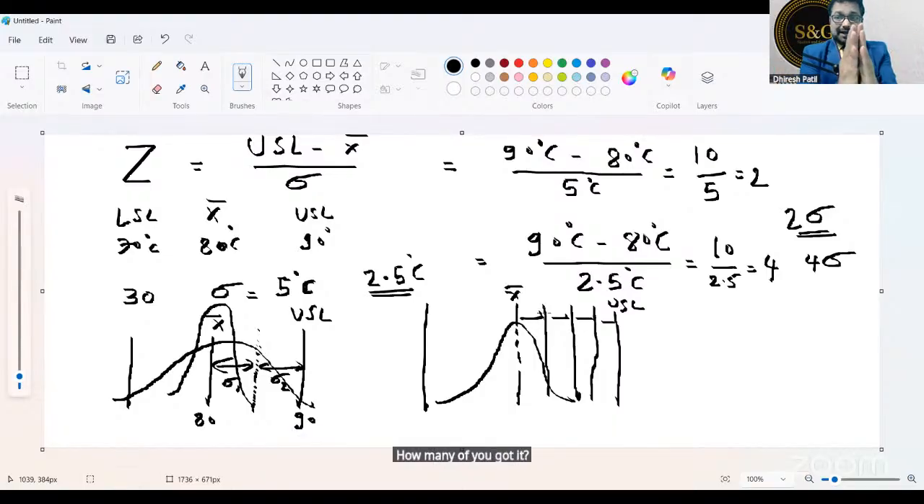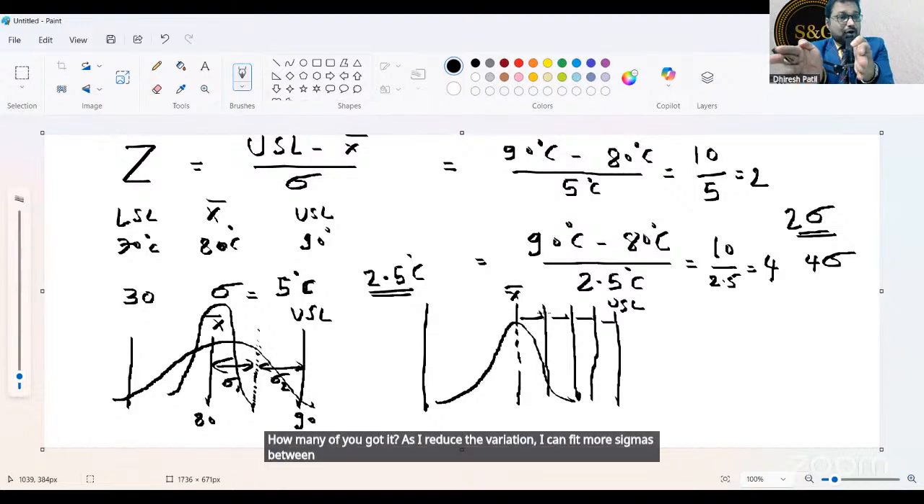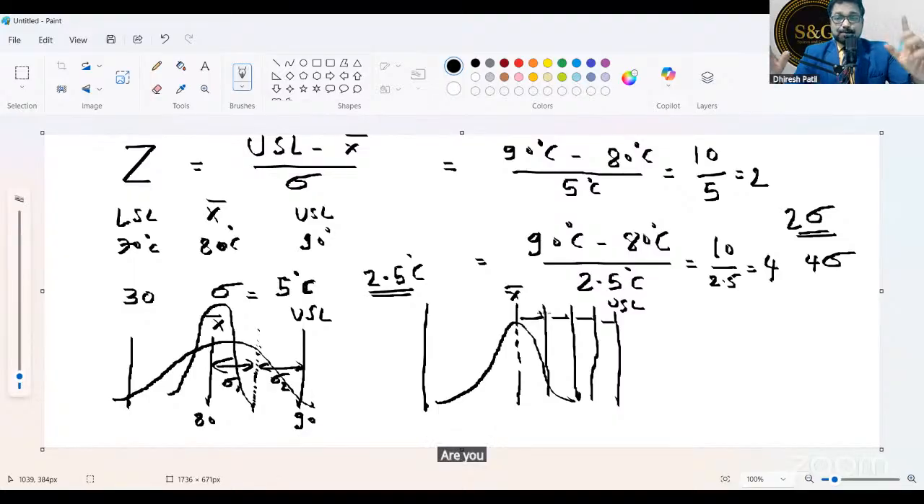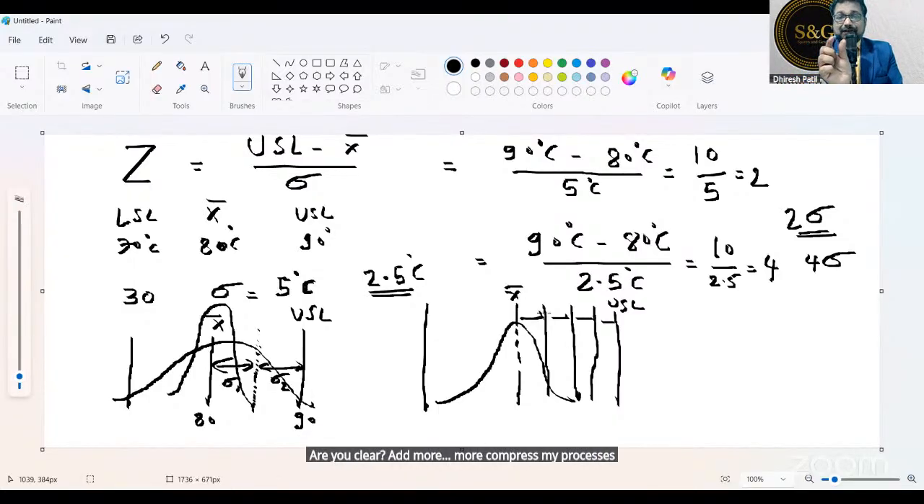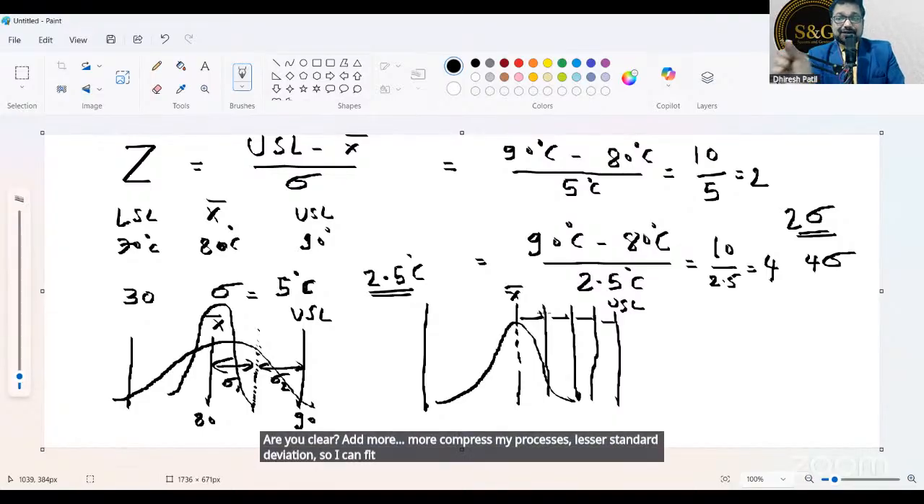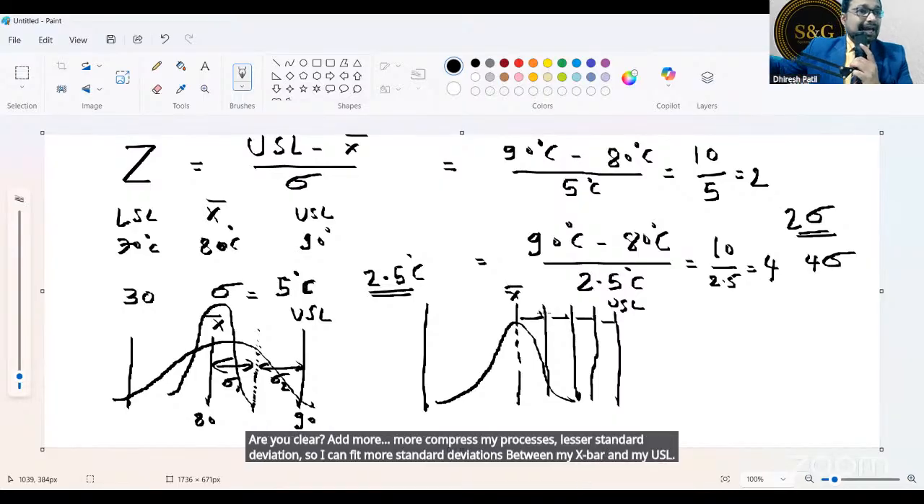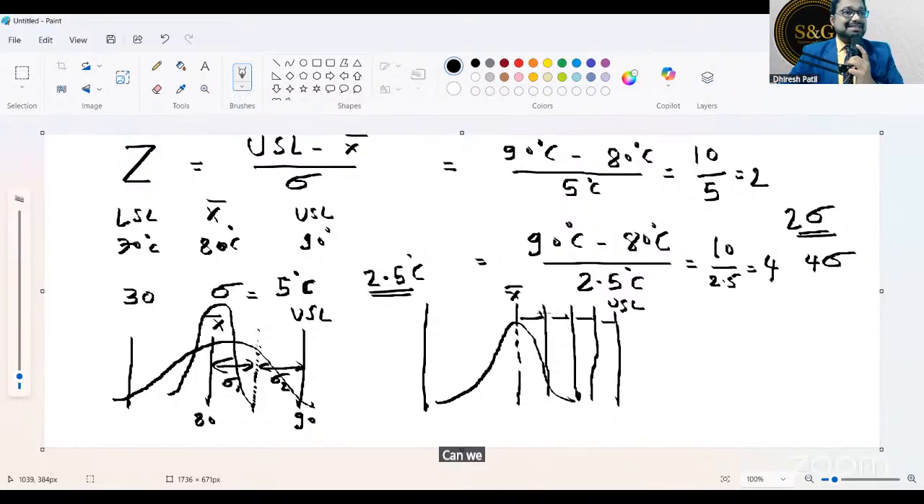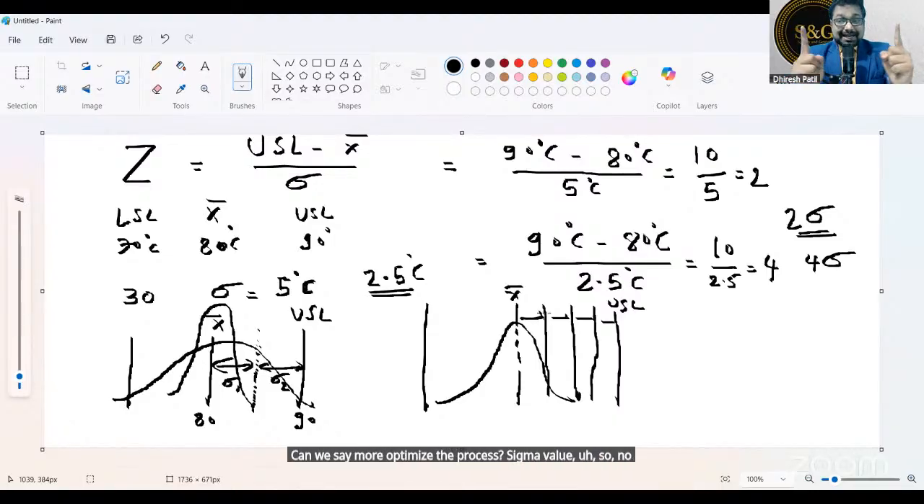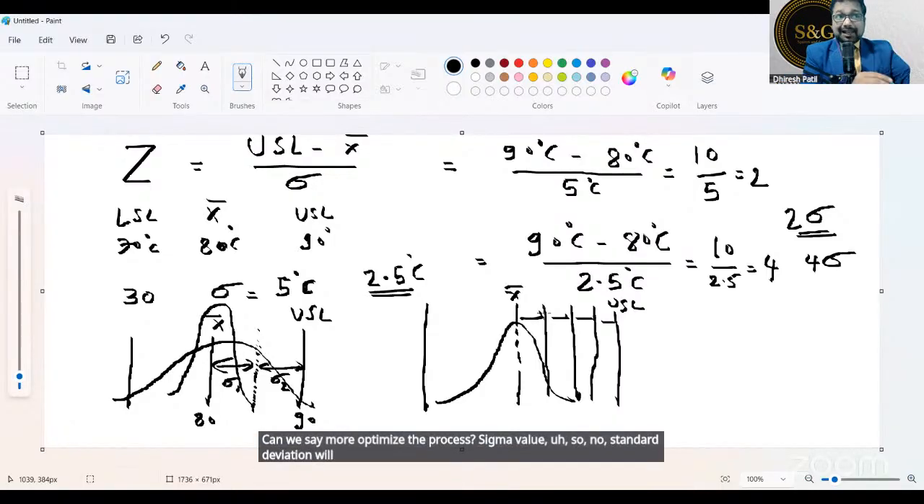As I reduce the variation, I can fit more sigmas between this range of USL and X bar. Are you clear? The more I compress my process, the lesser the standard deviation, so I can fit more standard deviations between my X bar and my USL. Can we say the more we optimize, the process sigma value? No, standard deviation will reduce. I'll come to this point.